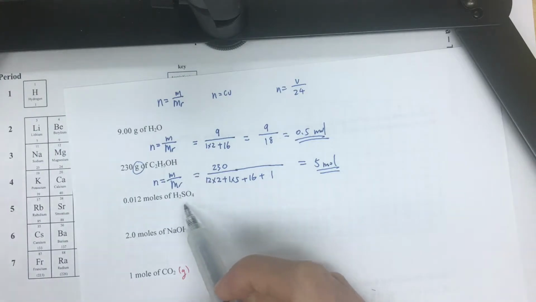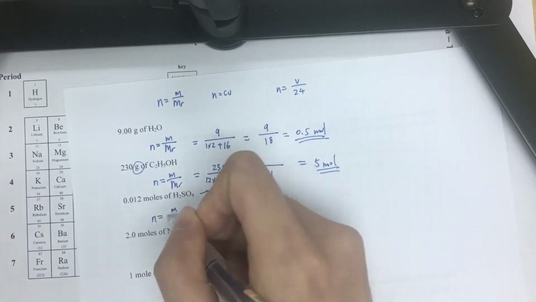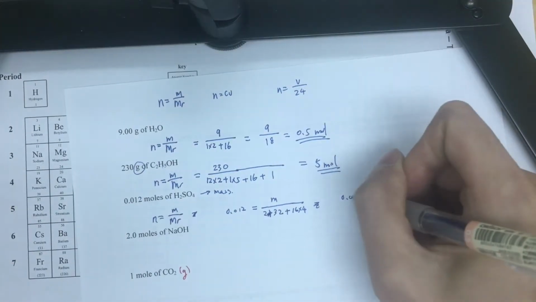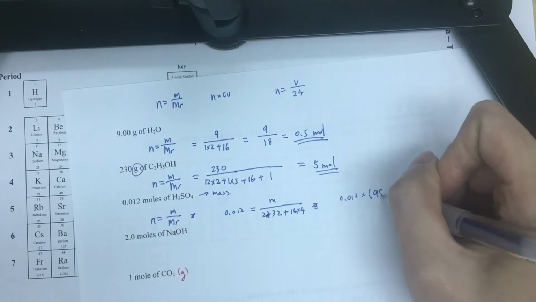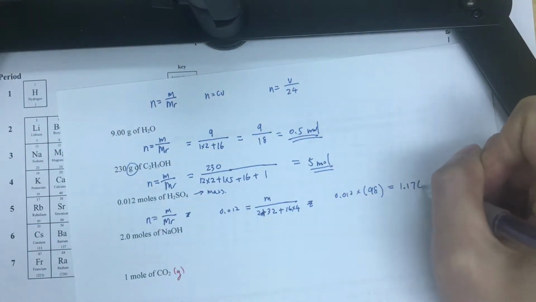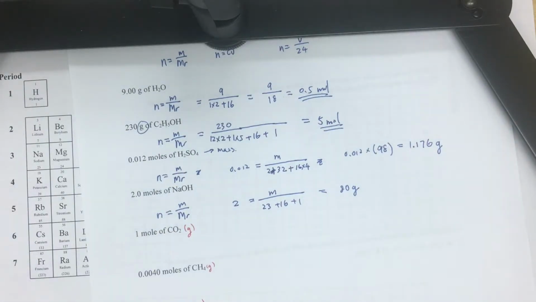This question is asking you to find mass. That will be exactly the same equation, but just rearranged: m equals n times Mr. So 2 plus 32 plus 64, and 0.012 times 98 equals 1.176, unit gram.